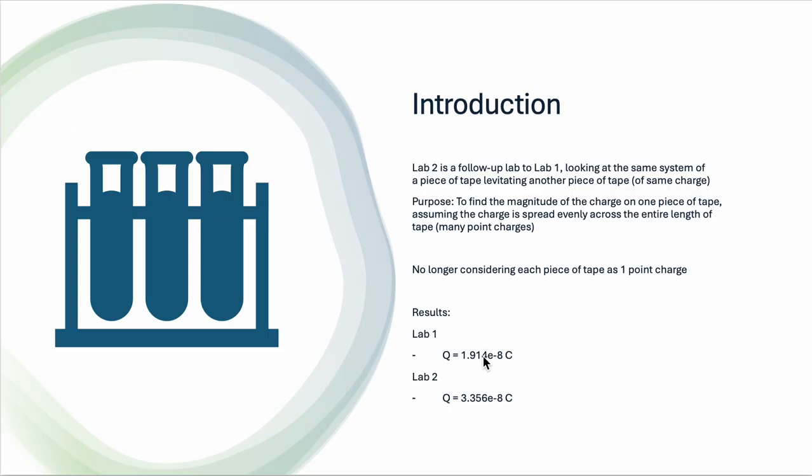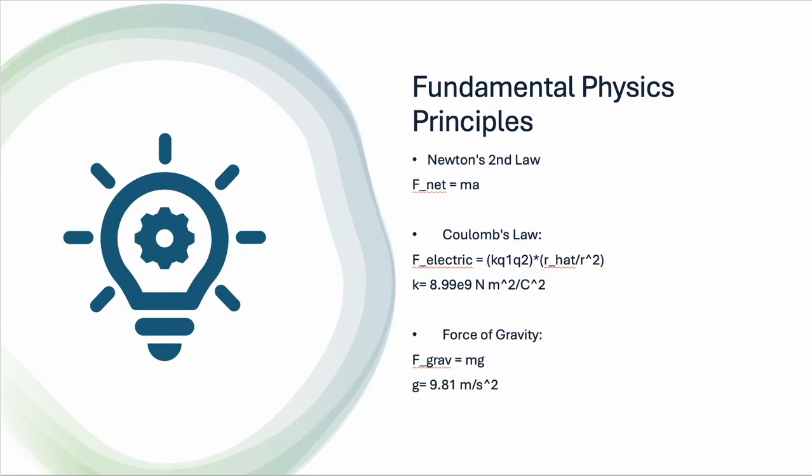So the results, as you can see here, the magnitude of this charge in Lab 2 was larger than the magnitude of the charge found in Lab 1. So fundamental physics principles are the same as before in Lab 1, where we have Newton's second law as our main thing, where we're saying the net force is equal to 0 because it is in equilibrium, where the force of gravity is equal to the net electric force pushing up. And the gravitational force is pushing down. So they cancel out to be 0.